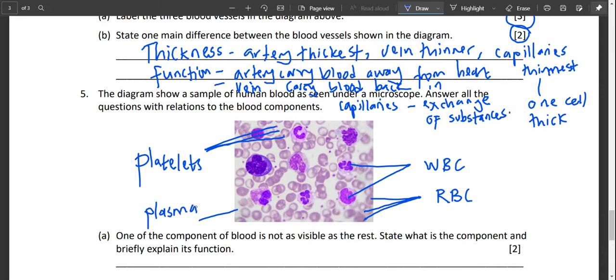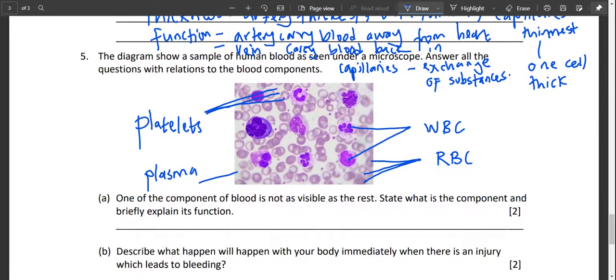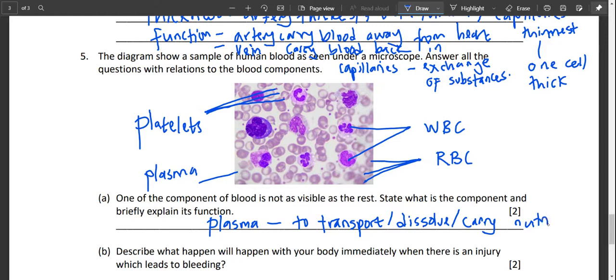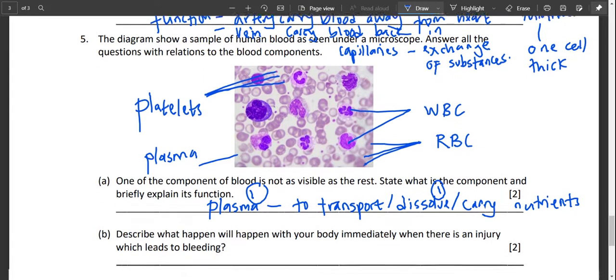called plasma. State what the component is. So just mention plasma. You don't have to mention the color. And briefly mention its function. Plasma is to transport or carry or to dissolve nutrients. As long as you mention any of those, you get 1 mark here and 1 mark for the function. If you answer it's where all the other components float, I will also accept that.